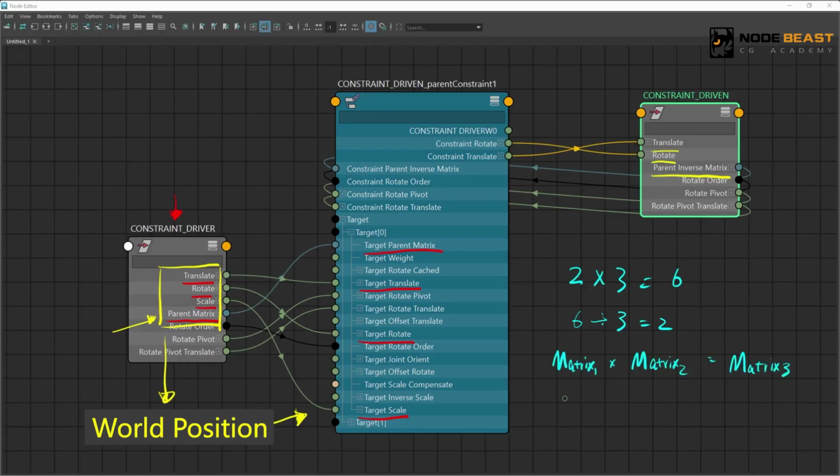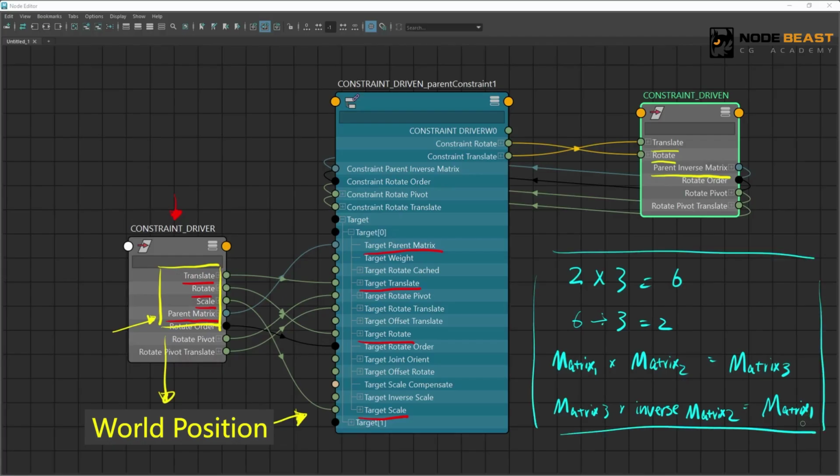So it's one matrix multiplies a second matrix, and that equals a third matrix. When we want to go backwards and solve for the first matrix, we actually use our third matrix multiplied by the inverse of our second matrix. And that gives us our first matrix. So with that information, we can probably figure out that we're getting the driver object's world position factoring in our offset. And from that, we're basically getting the driven object's world position. But what we need is the driven object's translate and rotate info. And this translate and rotate info is relative to the driven's parent object. So we have to factor in its parent inverse matrix, and that's how we get its own relative position to its parent.